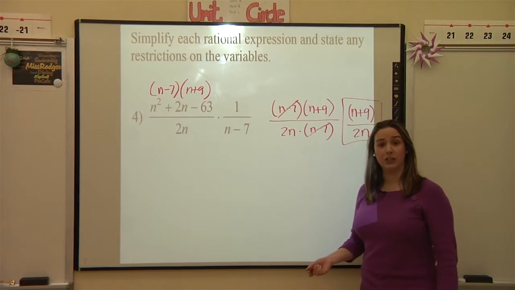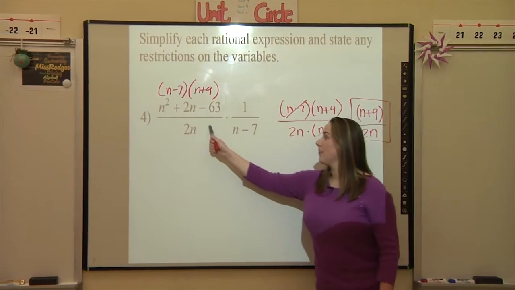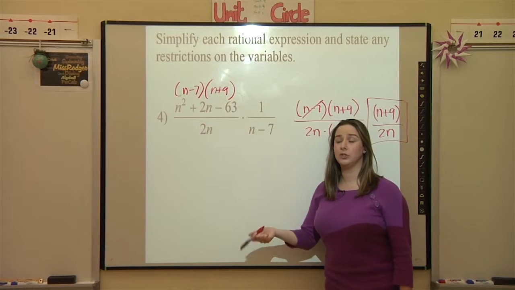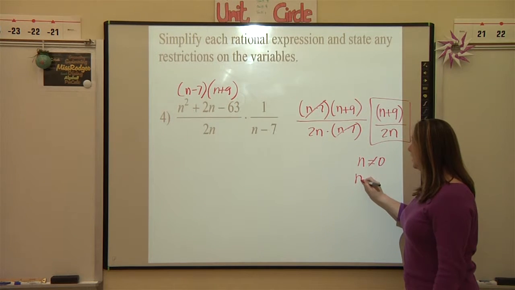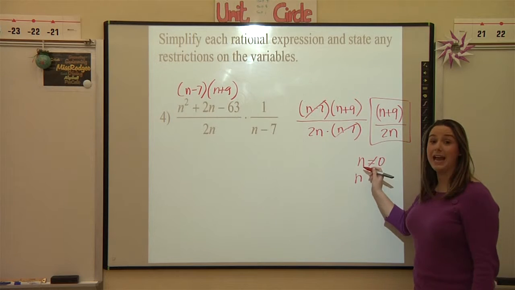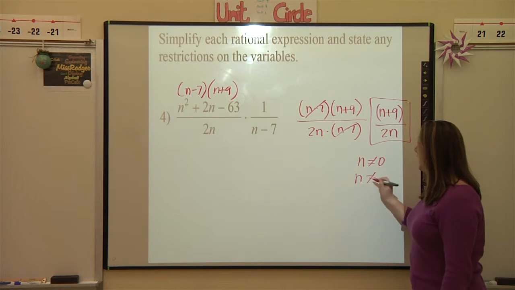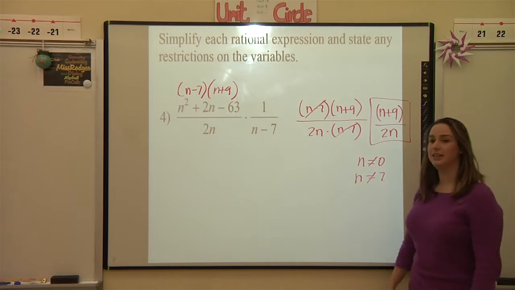Think about the restrictions to the denominator. Set each of these equal to 0, solve. So n cannot equal 0, and n cannot equal 7.